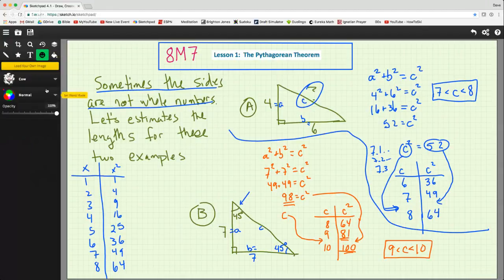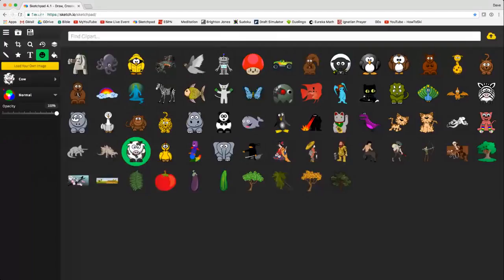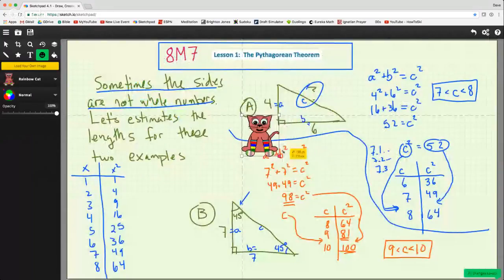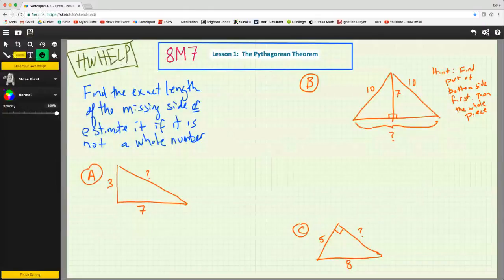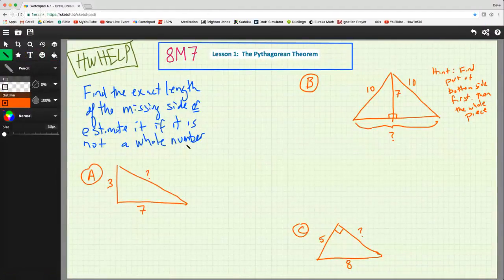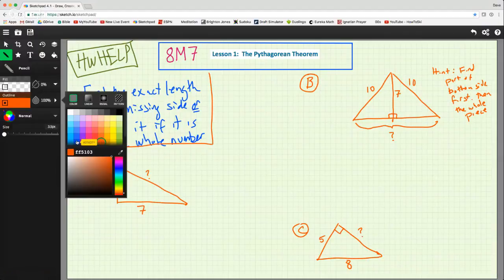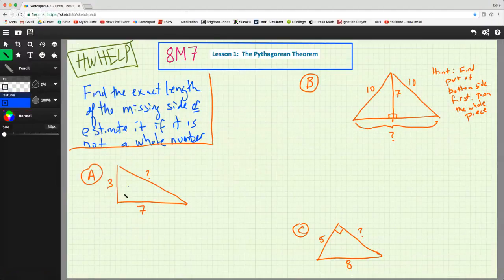So let's give ourselves a nice happy cat for this problem, a nice happy cat for this problem. And we're going to move on to some homework help. On homework help, we're going to do 3 problems. We're going to find either the exact length of the missing side or estimate it if it is not a whole number. I'm not going to tell you whether the answer is a whole number or not. You're going to have to figure it out and then tell me whether or not it's an estimate.